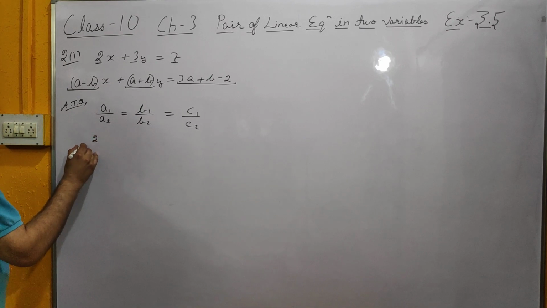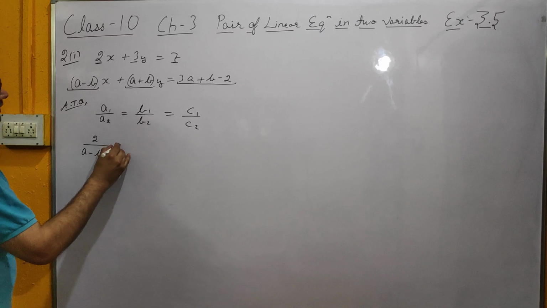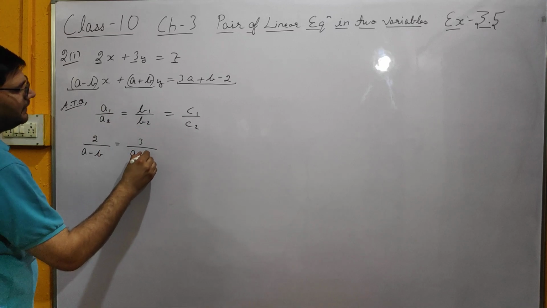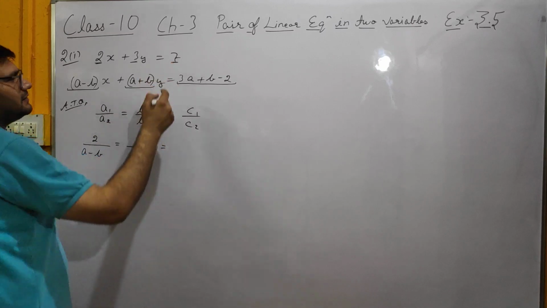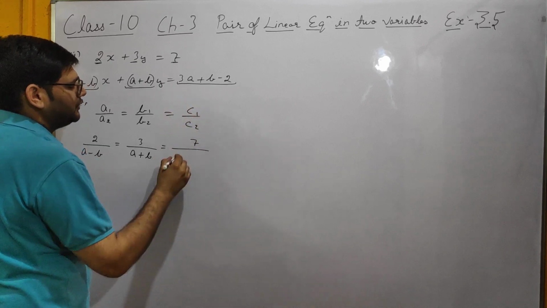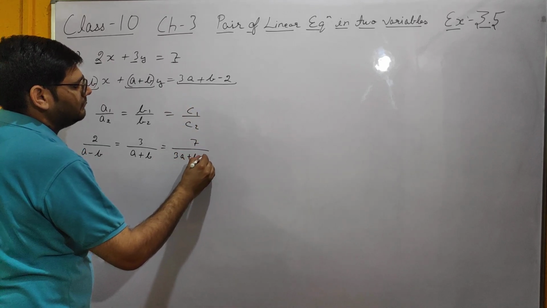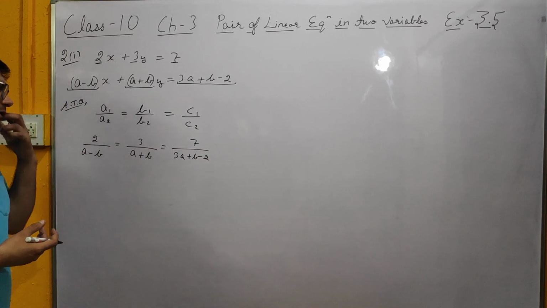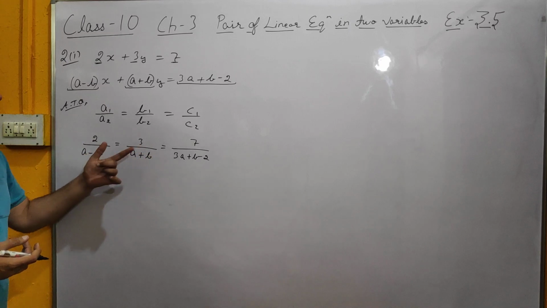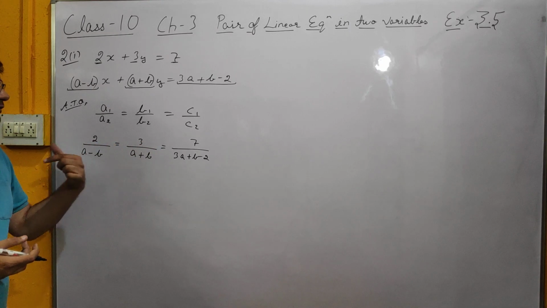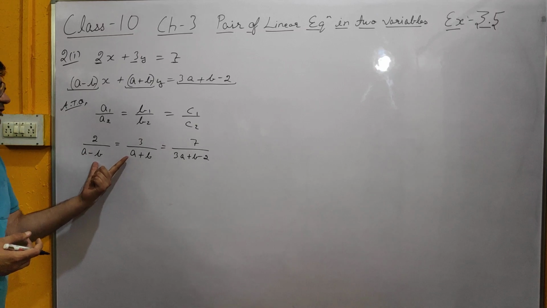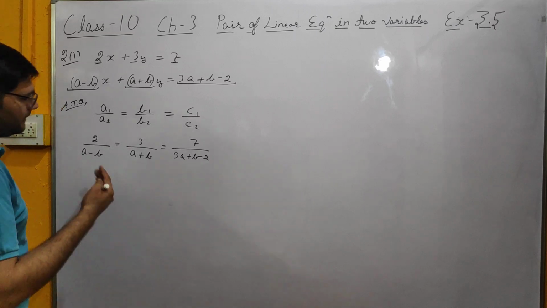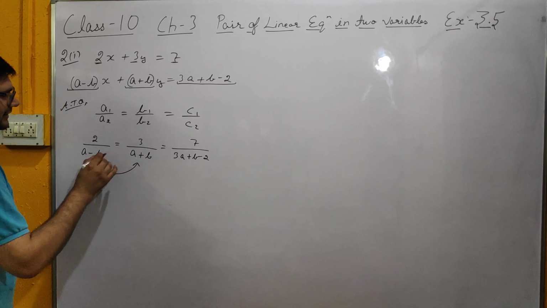So 2 upon a minus b equals b1 is 3 upon b2 is a plus b equals, now what is c1? It is 7 upon c2 is 3a plus b minus 2. Now we need to solve them and find out the value of a and b. Both are equal, therefore we can equate any two of these. So it's our wish. First of all, let's equate them.